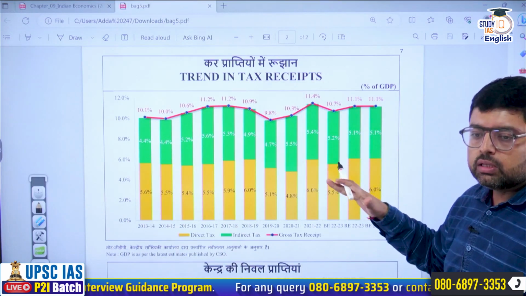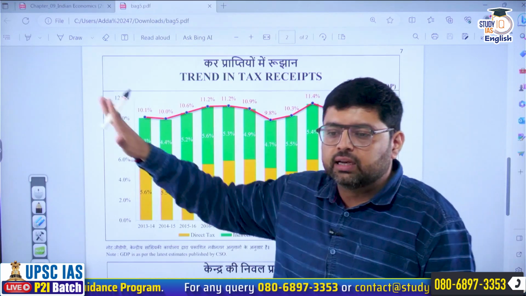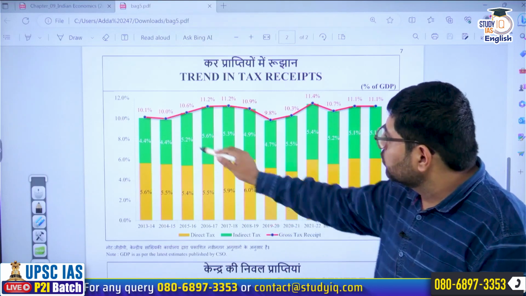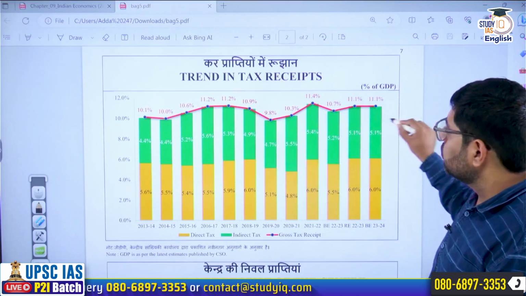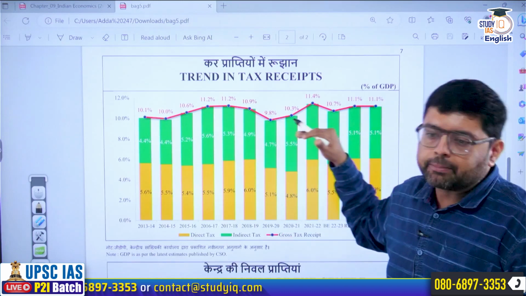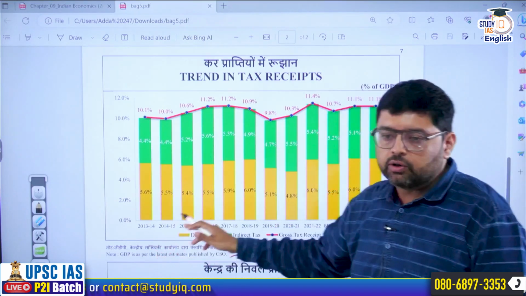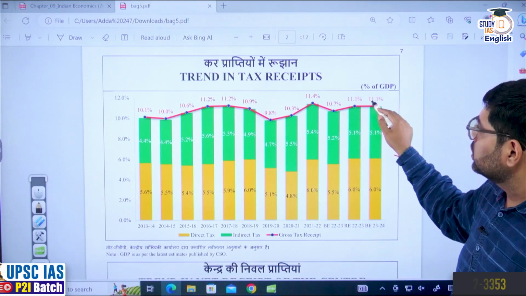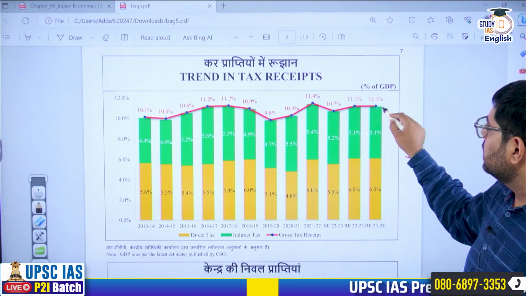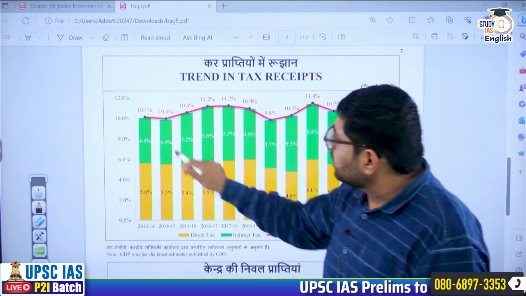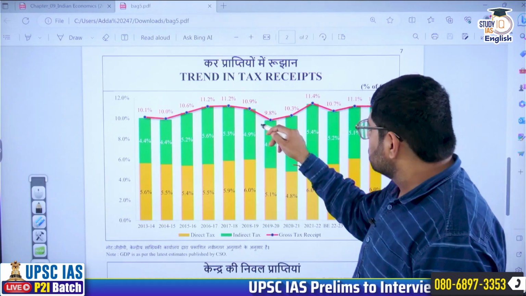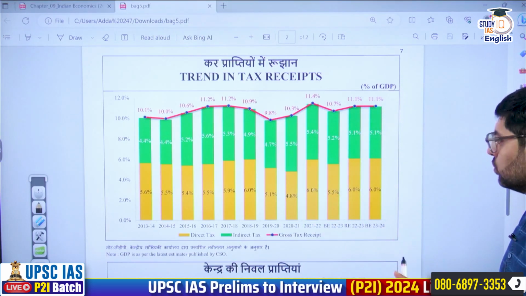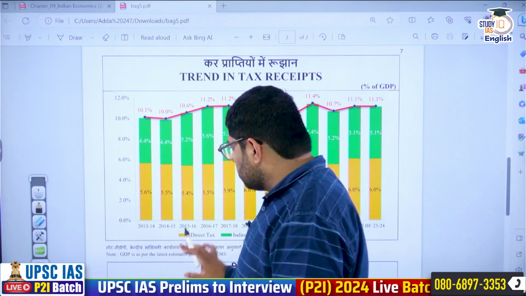Suppose the question comes that it has been increasing steadily. No, it is not increasing. It is in one range, and you can see this with the graph also. It is almost constant, more or less the same from 2013-14. Our total tax collection, that is tax to GDP ratio, is 11.1%, and in 2019-20 it is 9.8. So this is what you have to remember. Clear?